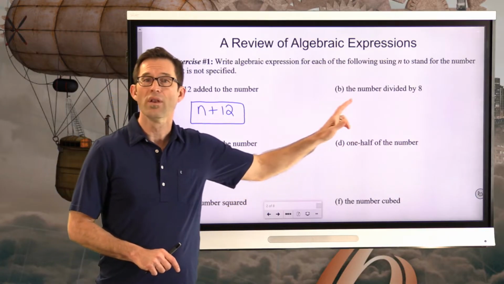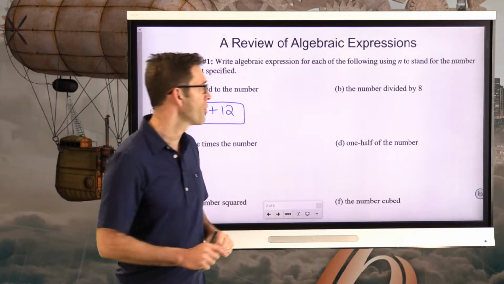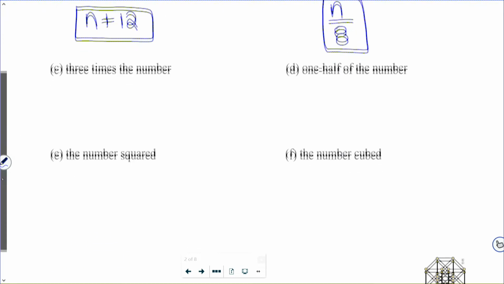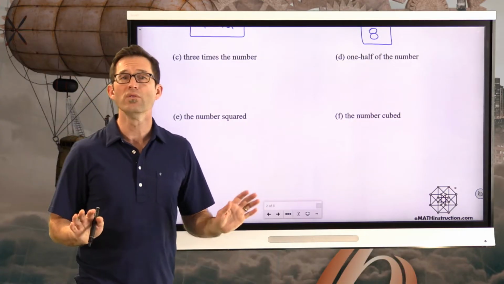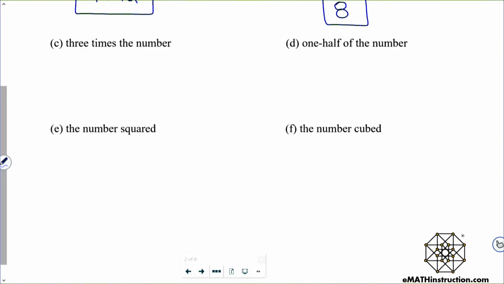All right, so the number divided by 8. Remember, we don't want to use the division symbol. We want to use the fraction bar when we have division. This is simple enough. We're just going to have n over 8. Letter C, real easy, 3 times the number. Remember, we do not want to use the multiplication symbol because it could be confused with the variable x. So all we have to do is sit the 3 beside the n.